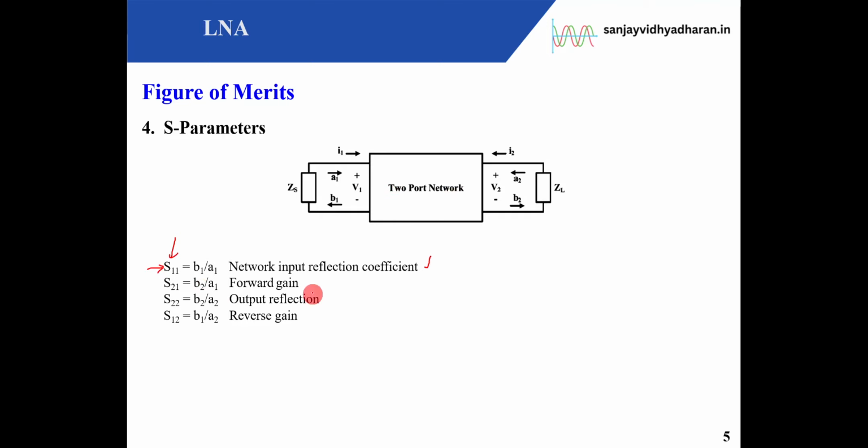Okay, forward gain is nothing but the AC gain. This is the output reflection and the reverse gain. That means if there is a signal out here, noise, how does it appear at the input? These two things we will not discuss much, because for that the output circuit needs to be designed properly. Our focus is on the LNA aspect, so we will talk about these in detail.